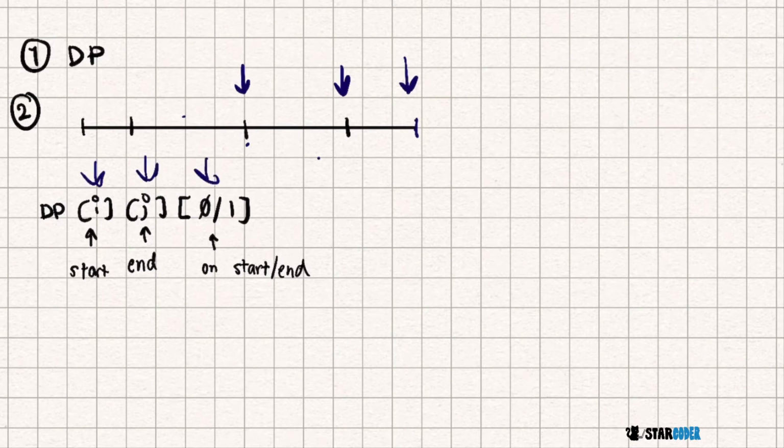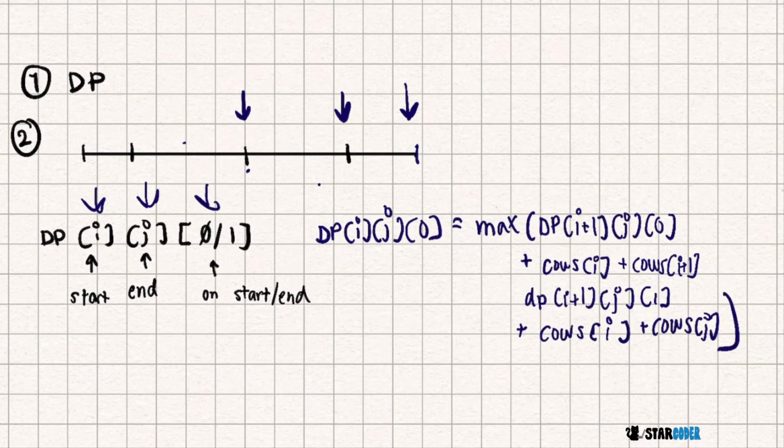The next main thing is we're going to have 2 for loops. The first for loop is I, the start, and the second for loop is J, the end. We loop in order so that we go from the smallest ranges to the largest ranges. We're going to have the transition where, assuming this is 0, the max of dp[I+1][j][0] plus the distance between cows I and I+1.